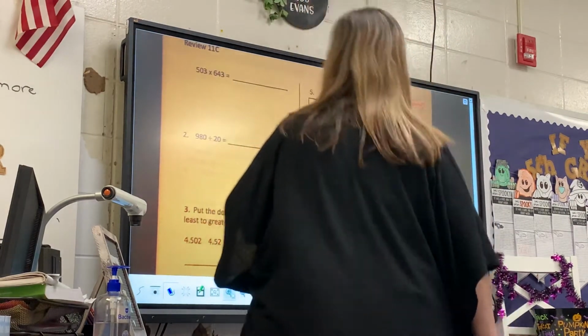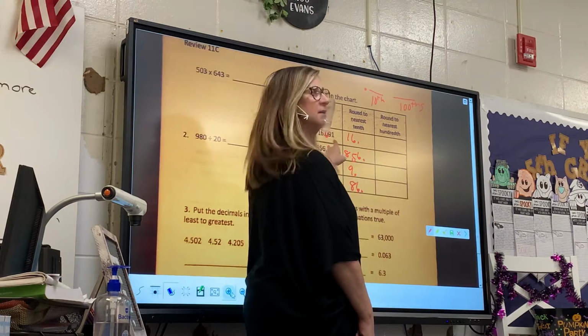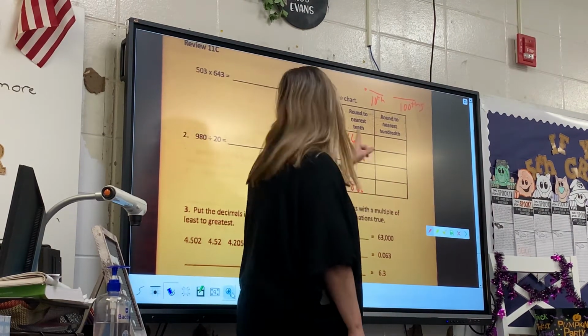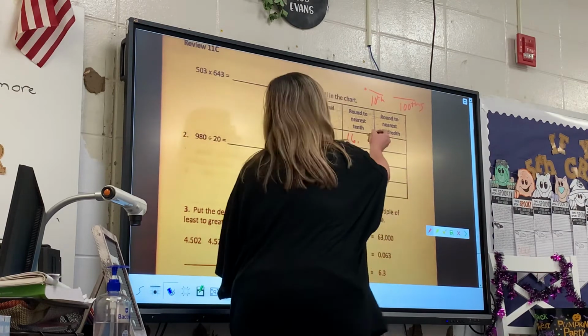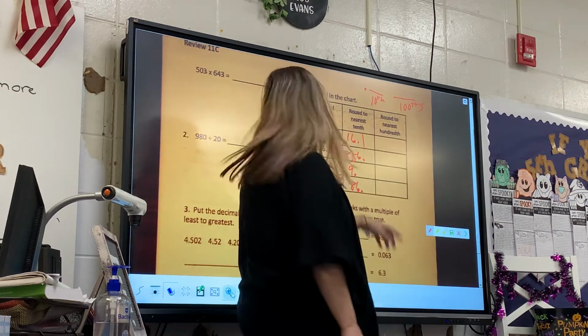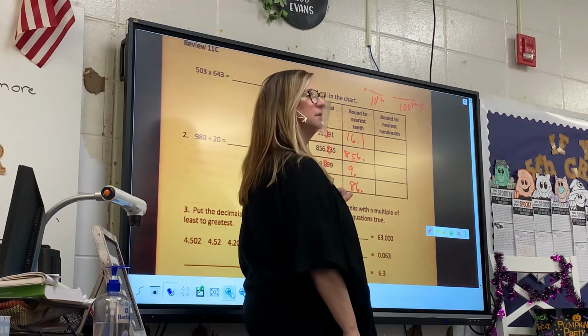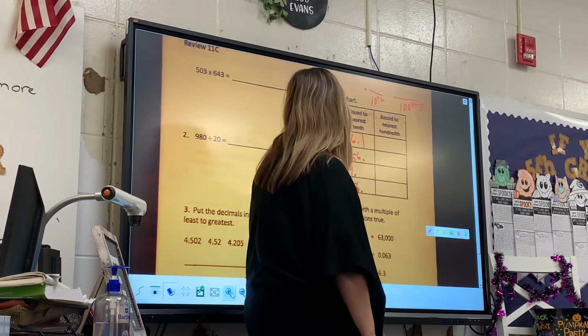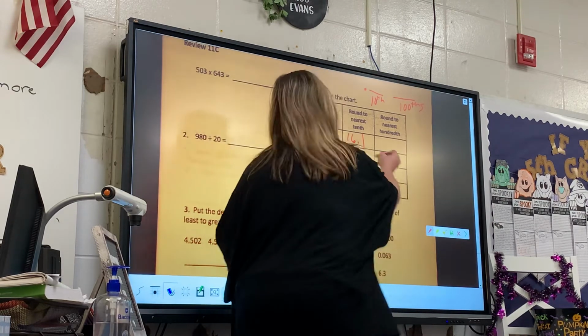So I've got to look. What's in the tenths? 0. So it's either going to stay 0 or go to 1. With a 9 next door, go to 1. What's in the tenths? It's either going to stay 2 or go to 3. With a 3 next door, stay 2.